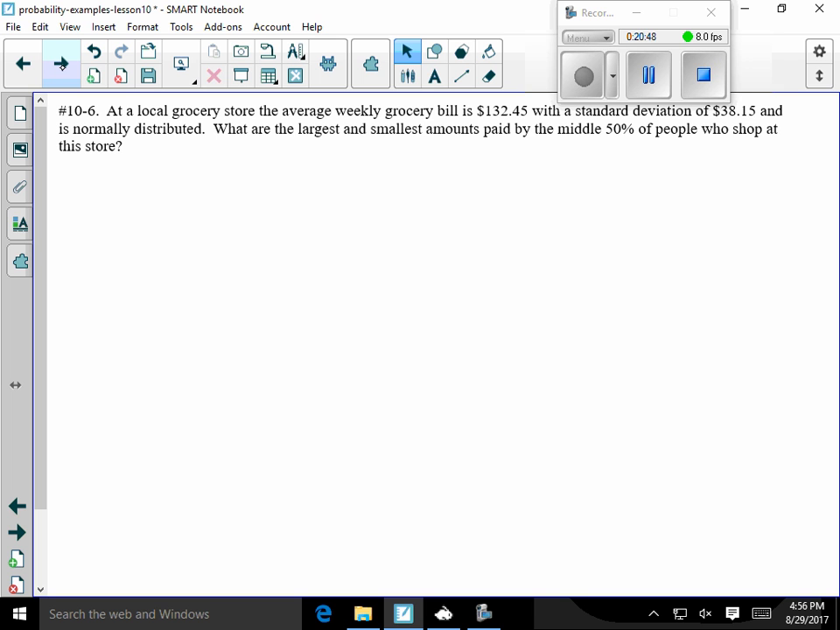The sixth problem here says, at a local grocery store, the average weekly grocery bill is $132.45 with a standard deviation of $38.15 and is normally distributed. What are the largest and smallest amounts paid by the middle 50% of people who shop at this store? Okay, so pause, try this, and unpause the video. All right, when I look at this, I just notice that they gave me the average, which is the mean, and the standard deviation. So I'll go ahead and just start sketching.